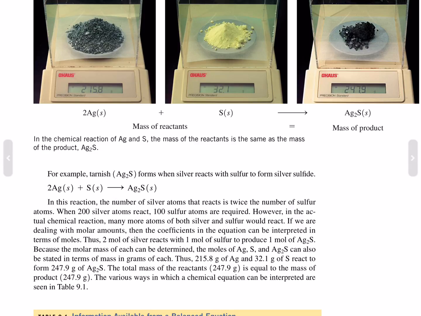If we're dealing with molar amounts, then the coefficients in the equation can be interpreted in terms of moles. Thus, 2 moles of silver react with 1 mole of sulfur to produce 1 mole of silver sulfide. Because the molar mass of each can be determined, the moles of silver, sulfur, and silver sulfide can be stated in terms of mass in grams of each. Thus, 215.8 grams of silver and 32.1 grams of sulfur react to form 247.9 grams of silver sulfide. The total mass of reactants, 247.9 grams, is equal to the mass of the product, 247.9 grams. The various ways in which chemical equations can be interpreted are seen in Table 9.1.